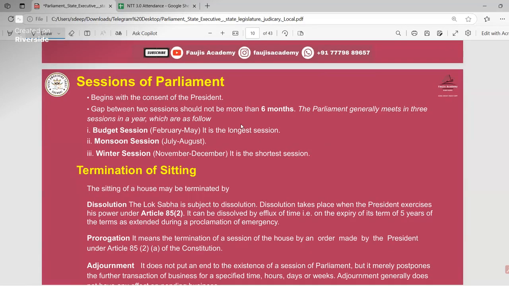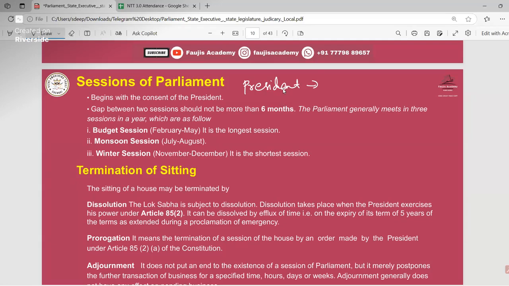So the President has to approve the starting of the Parliament. That is, the consent of the President is required, right? You cannot just right away start the session as the Speaker thinks, or as the Prime Minister thinks. Obviously, they decide upon the date of the commencement of the Parliament.